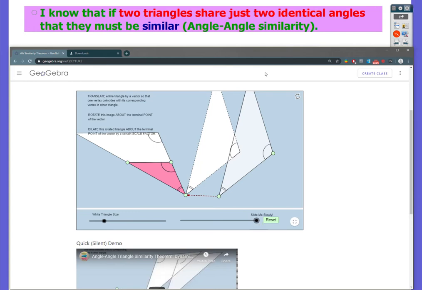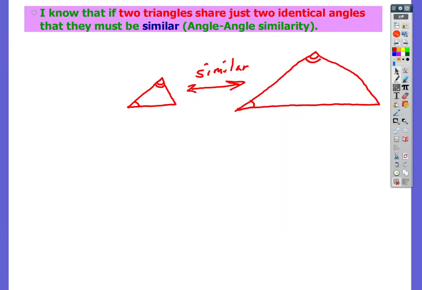and it is similar. So you'll explore this a little bit more in depth in Math 10, but I just wanted to make sure you guys had your feet wet for it. So again, if I know that two triangles have just two identical angles, I actually know that they all have three identical angles. And if they have three identical angles, well, then they better just be a scaling of one another.